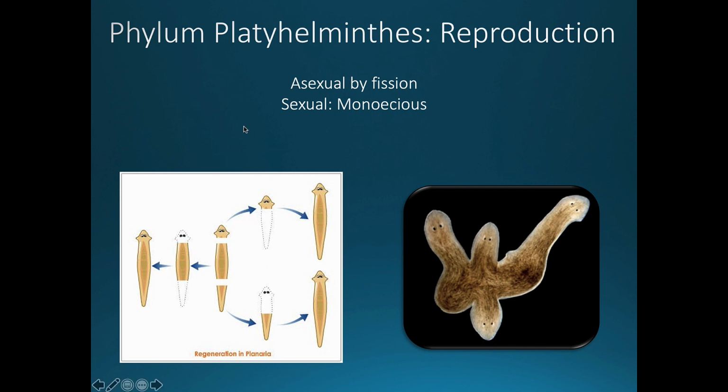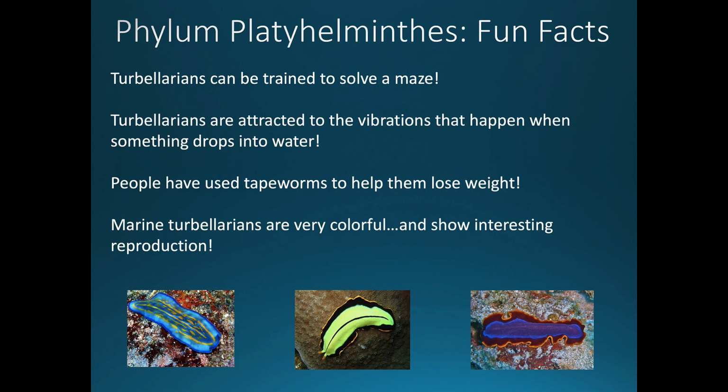They can also reproduce sexually. And they are monoecious in their sexual reproduction, meaning that they will have both female and male reproductive structures in the same organism. They are true hermaphrodites. Interestingly enough, when you look at the Platyhelminthes, some of them, like the Turbellarians, can actually be trained to solve certain mazes. Turbellarians are attracted to certain kinds of vibrations that happen, such as when things are dropped into water.